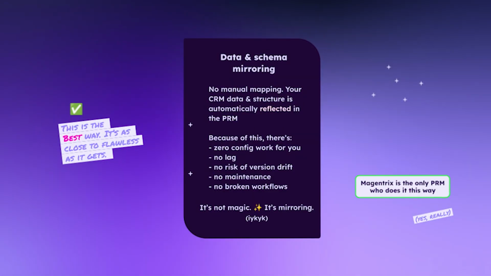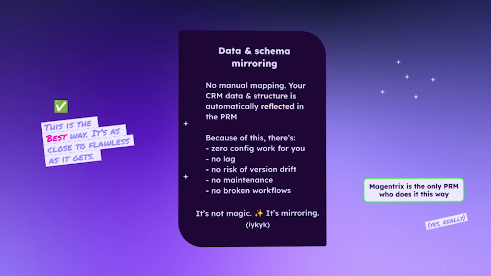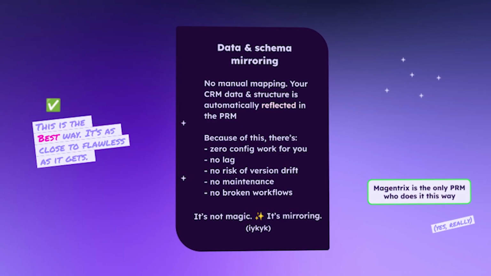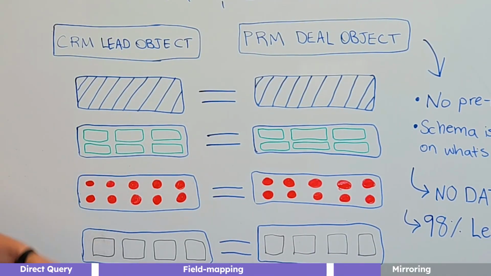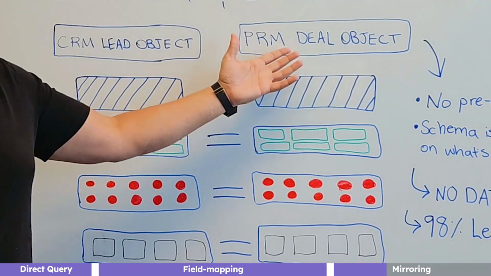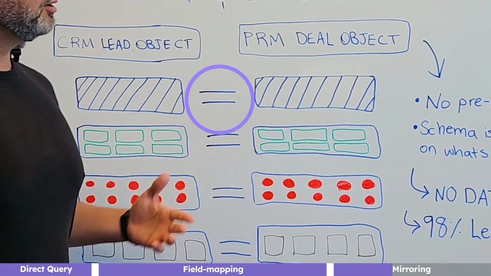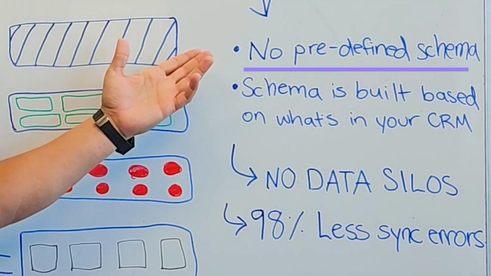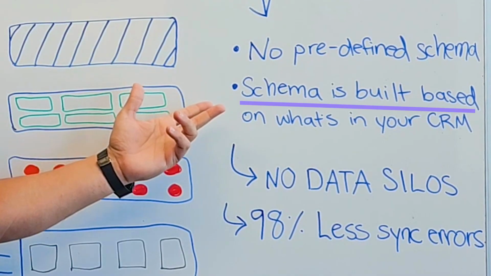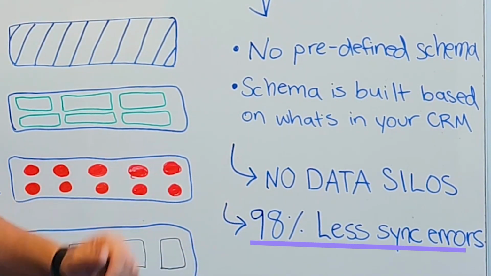Magentrix is the only PRM in the market that has built its integration this way, and we've built it this way since day one. This method of CRM integration is rare to come by in most applications that exist because it's much harder to build it this way. In Magentrix, there is no field mapping. Magentrix will read the objects from your CRM and replicate them in your PRM, which means the objects in your CRM and your PRM are identical. To conclude, in Magentrix, there are no predefined schemas. Schema is built based on what's in your CRM. Therefore, there are no data silos and 98% fewer sync errors.